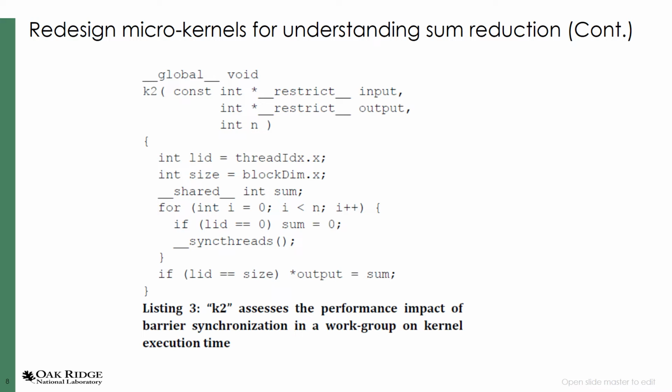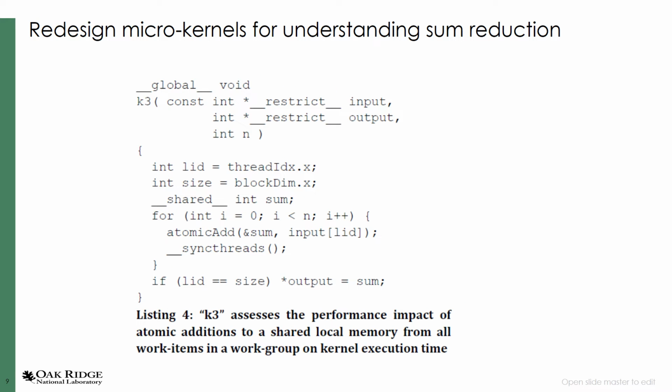The second microkernel measures the overhead of barrier synchronization with respect to workgroup sizes. The first work item in the workgroup resets the variable sum specified in shared local memory, and then a barrier synchronizes all work items in the group. The global work size of the kernel equals the workgroup size. The kernel is expected to be executed on a compute unit.